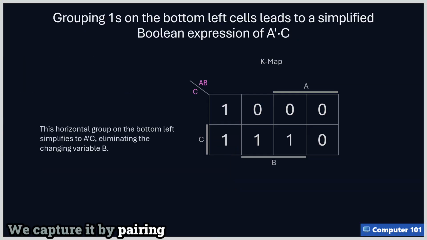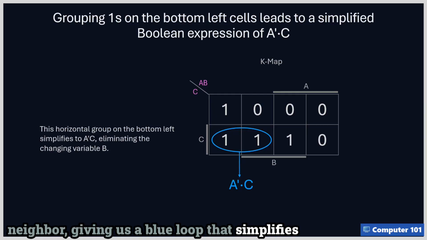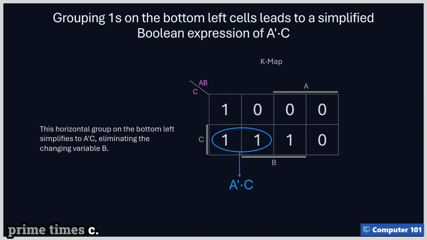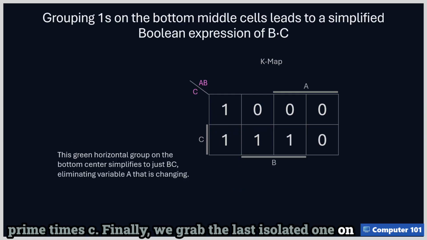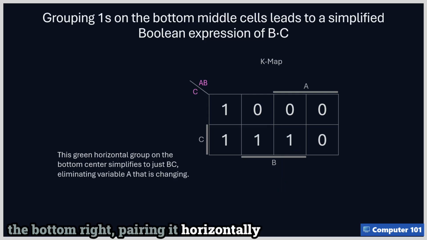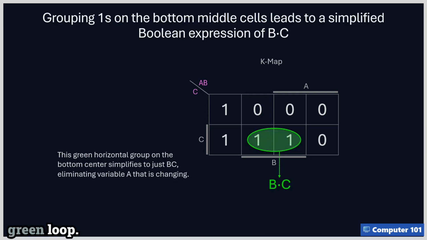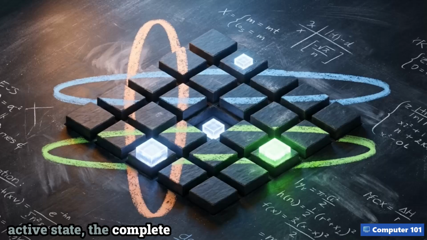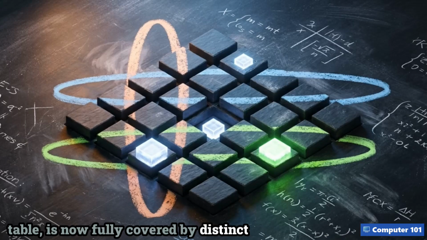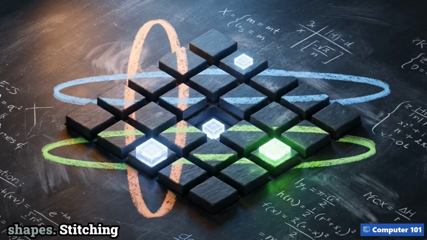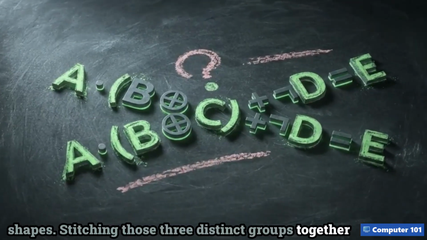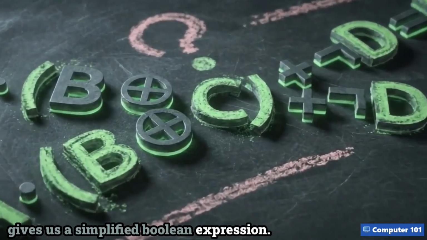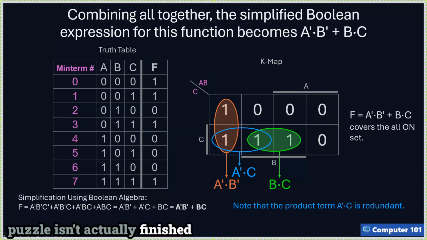Next, we capture it by pairing it horizontally with its neighbor, giving us a blue loop that simplifies to a prime times c. Finally, we grab the last isolated one on the bottom right. Pairing it horizontally creates a green loop, isolating the variables b and c. Every active state, the complete onset from our initial truth table, is now fully covered by distinct geometric shapes. Stitching those 3 distinct groups together gives us a simplified Boolean expression, but the puzzle isn't actually finished yet.